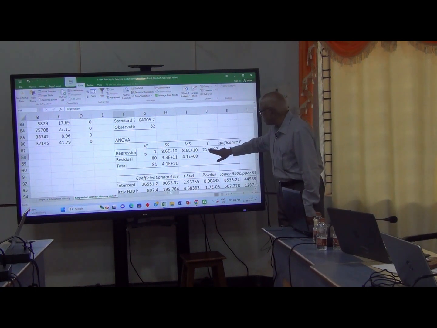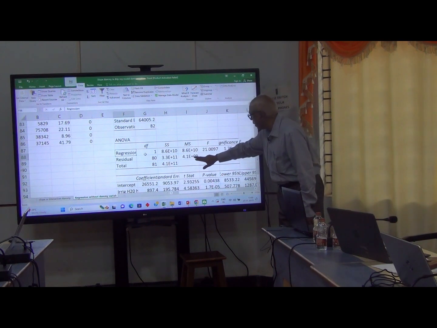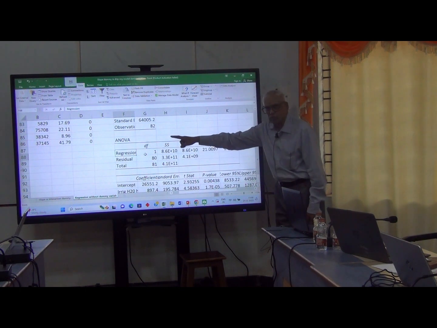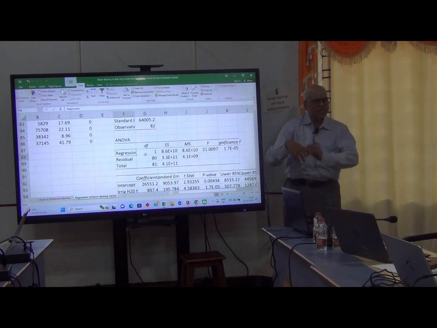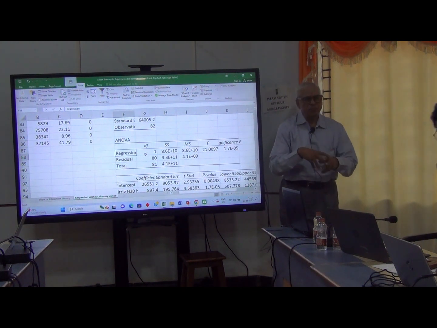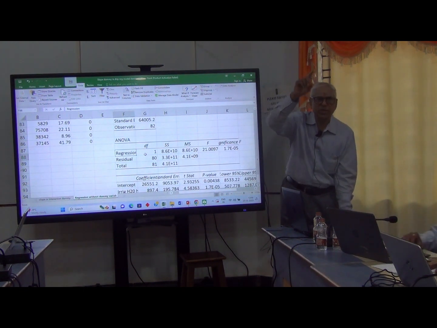The F ratio is 21. This F is nothing but this divided by this. If you want, you can check. It is the mean sum of squares due to regression, that is due to water, divided by the residual, that is other than water. See, the residual is nothing but y minus y hat, the estimate against the actual.